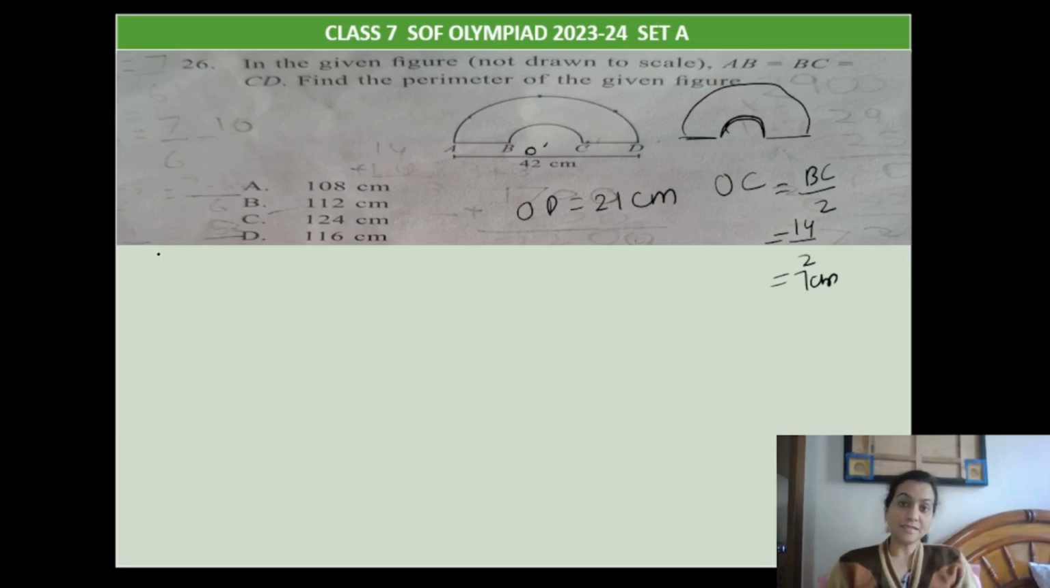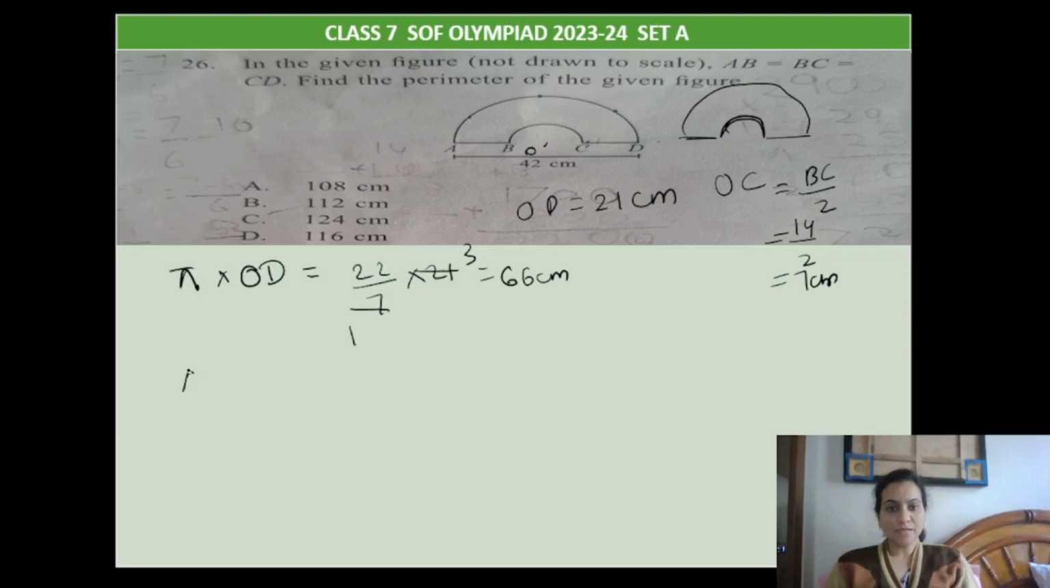Let me find this half circumference, not the full circumference, for the bigger circle. If we write 2 pi r, we'll find the entire circumference for the full circle, but we are trying to find half, so it'll be pi r. 2 pi r is the entire circumference. Here it will be pi r because we are trying to find half the circumference. So 22 by 7 into 21. So 7 ones are 7, 7 threes are 21. So it is 66 centimeter.